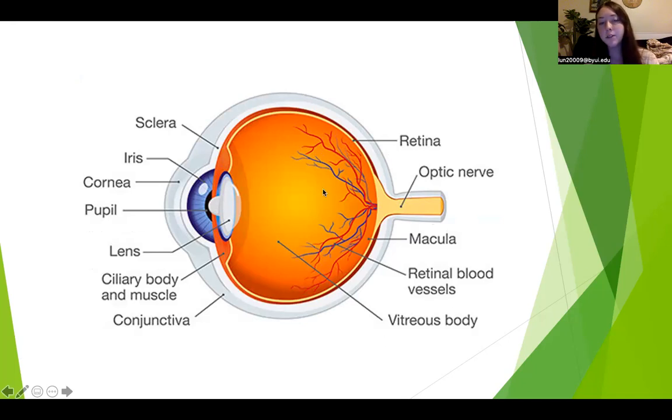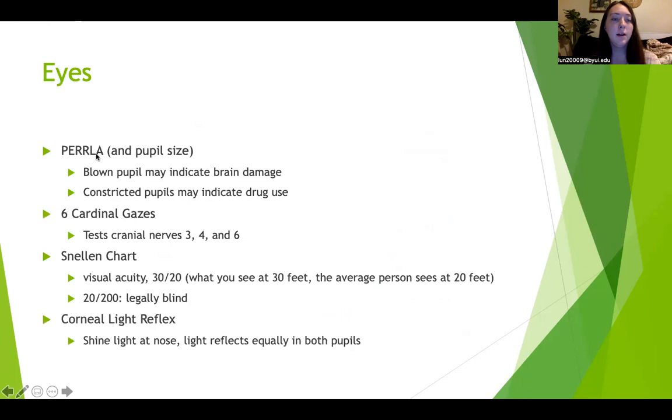Macula, I don't remember, there's cones and rods in the back here to help us see black and white and color. Different tests for the eyes. Perla, you're very familiar with this, as well as pupil size.